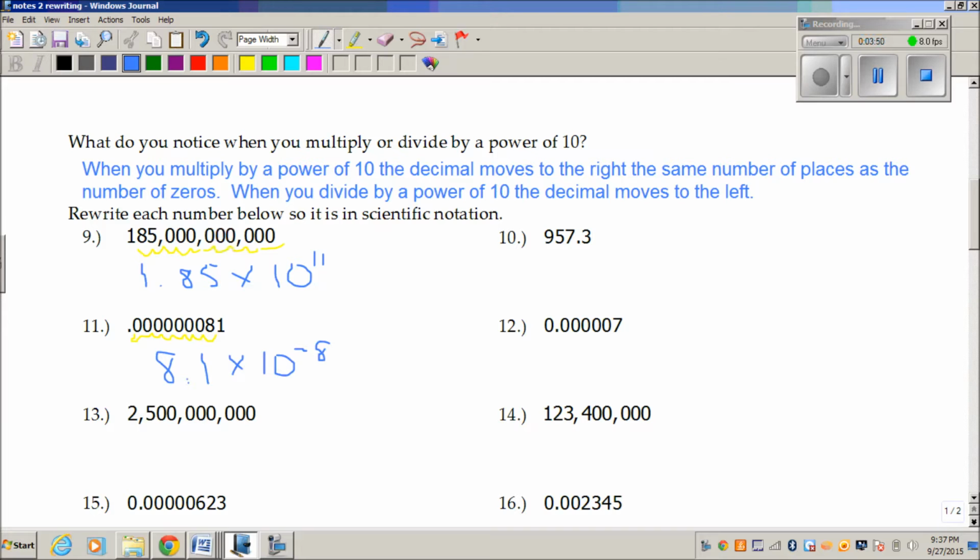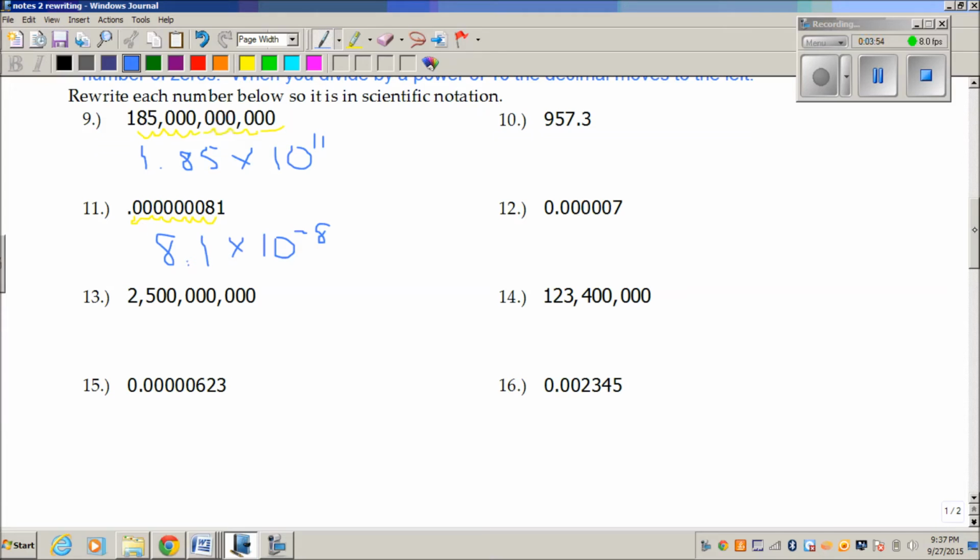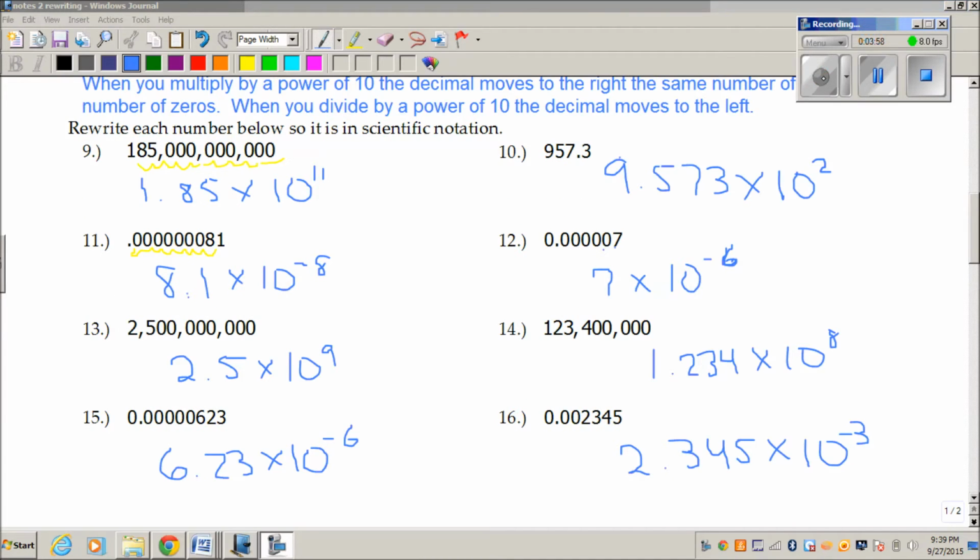So now go ahead and press pause and try answering up to number 16 on your own. Okay, so please take a moment now to check your answers. And remember to be careful that you're counting the place values that the decimal was moved, not the number of zeros.